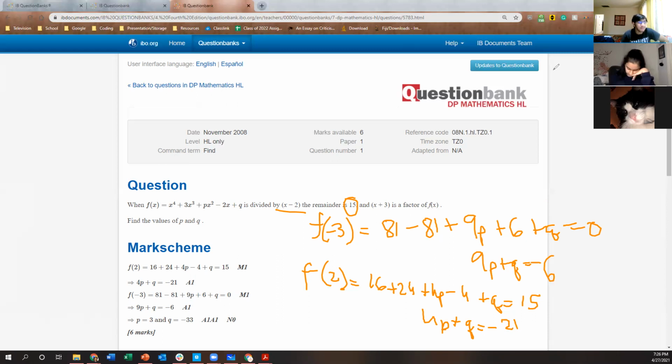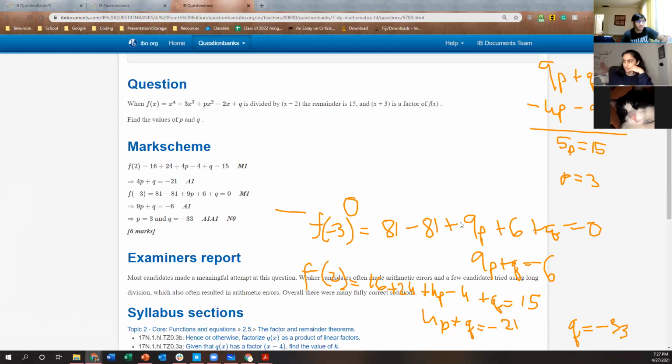So now we have our system, 9p plus q equals negative 6, and we have 4p. I'm going to make that a negative 4p, so I can eliminate the negative q, and that'll be a positive 21. I'm going to get 5p equals 21 minus 6, which is 15. p equals 3. And then using p equals 3, I can plug it in here. 4 times 3 is 12. Negative 21 minus 12 is negative 33. Yeah, q equals negative 33, p equals 3.